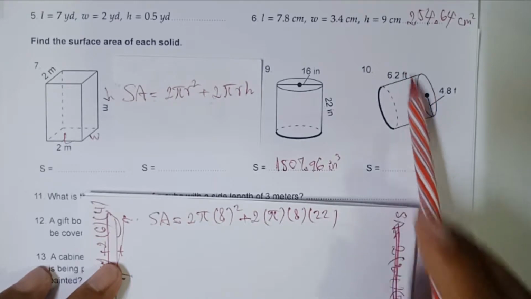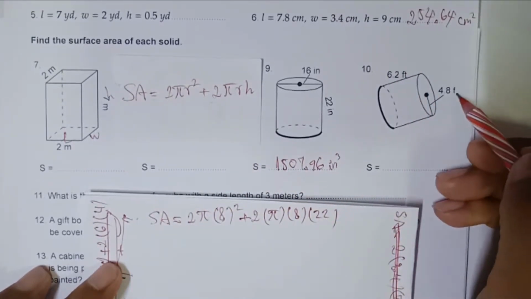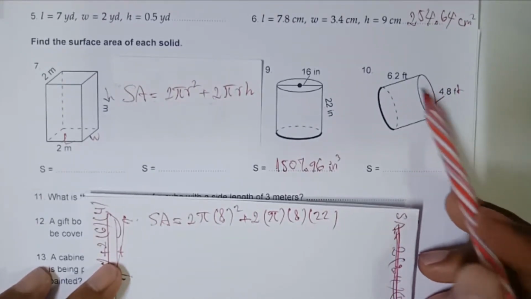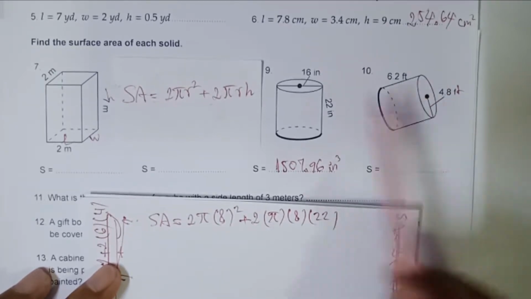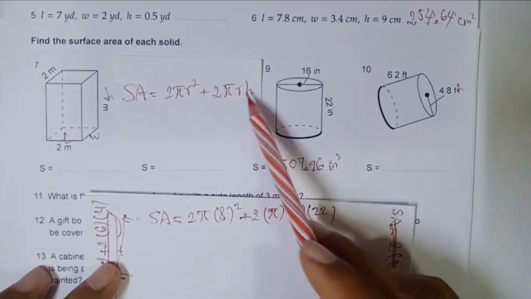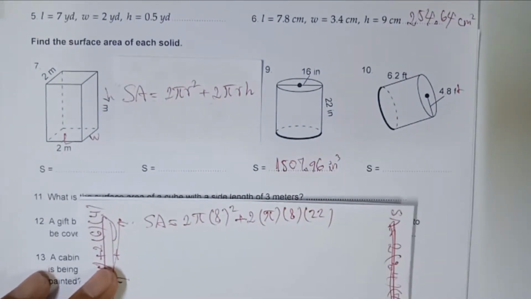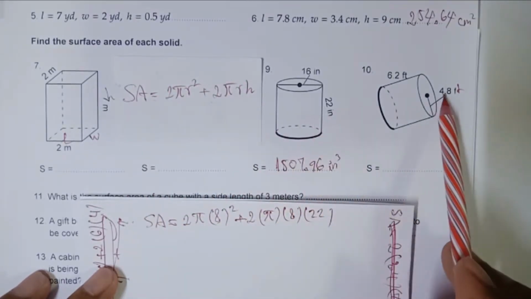For the next number, you just follow the same formula. The radius is given to you, 4.8 feet. That's the radius already. And this is the height, 6.2. Once you know the height and the radius, you follow the formula, substitute in the values, and do the calculation, and that will lead you to the final answer.